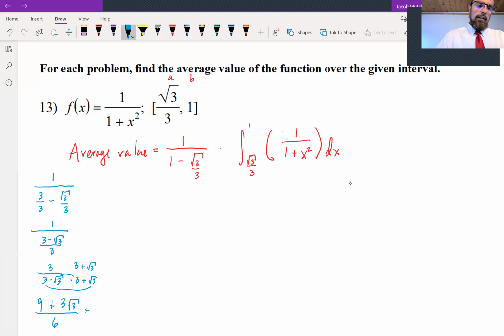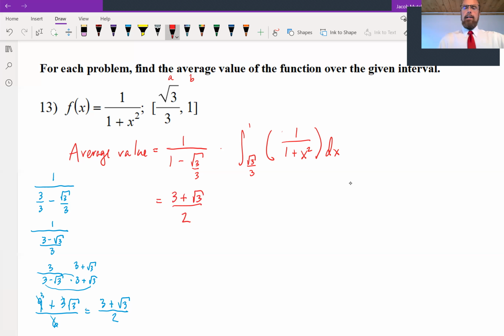And then to finalize here, I can divide a 3 out of all those constant coefficients and get 3 plus 1 times square root of 3 over 2. So that simplifies our fraction there out front. Took some algebra, but we did it.